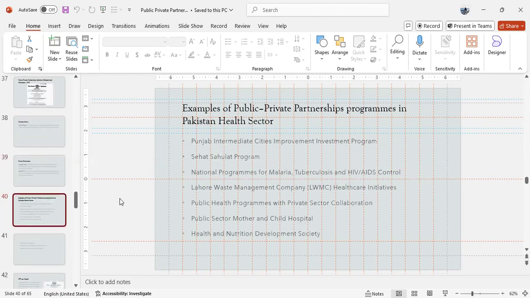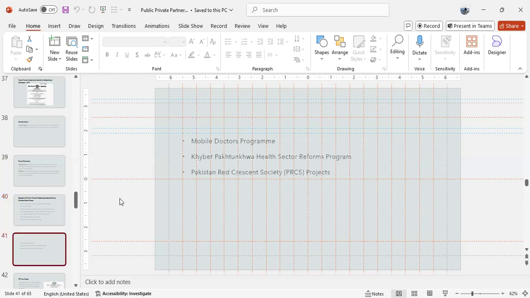Here are some examples of public-private partnership programs in Pakistan's healthcare sector. These include the Punjab Intermediate Cities Improvement Investment Program, Sehat Sahulat Program, National Programs for Malaria, Tuberculosis and HIV or AIDS Control, Lahore Waste Management Company Healthcare Initiatives, Public Health Programs with Private Sector Collaboration, Public Sector Mother and Child Hospital, Health and Nutrition Development Society, Mobile Doctors Program, Khyber Pakhtunkhwa Health Sector Reforms Program, and Pakistan Red Crescent Society projects.